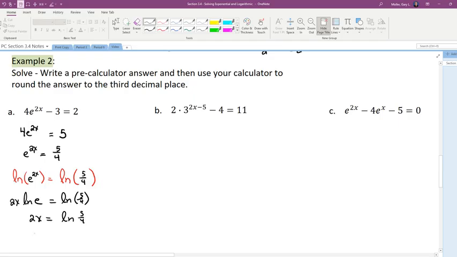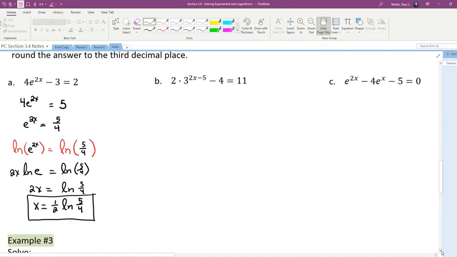I'm going to divide by 2 or multiply by a half. And I get the following answer. So pre-calculator, I have this answer. And then we're going to find the answer and round it to 3 decimal places. So I'm going to do the natural log of 5 fourths, close that, hit enter, and then divide it by 2. And so I get x is approximately, make sure you use your approximately equal sign, 0.111, which rounds up to 0.112.